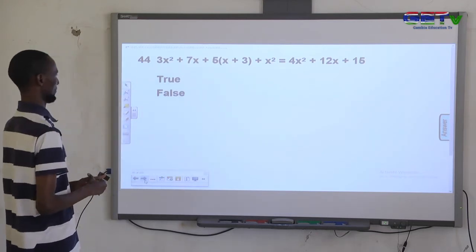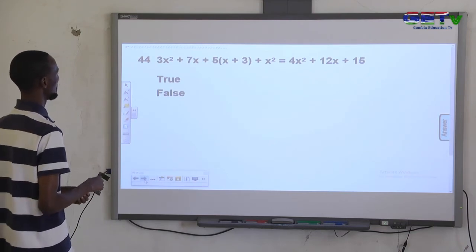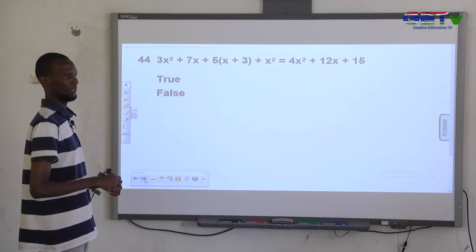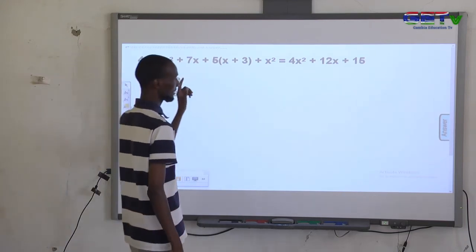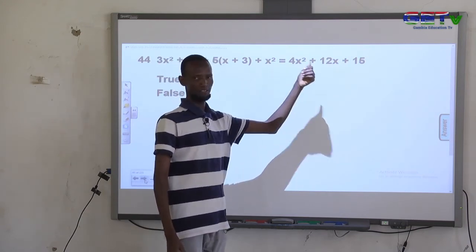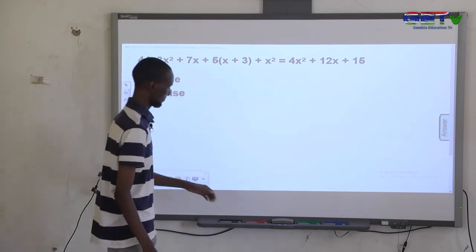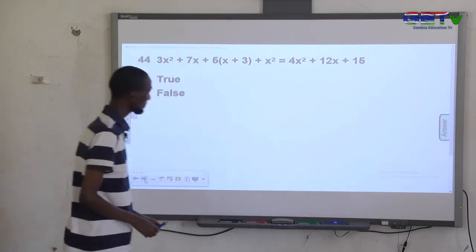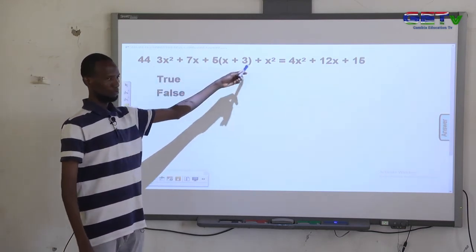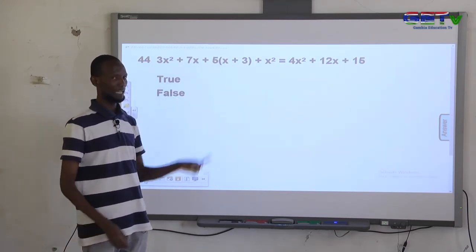Here comes another one. 3x squared plus 7x plus 5 into x plus 3 plus x squared. Now, will that be the same as 4x squared plus 12x plus 15 when you simplify? Again, let's work and see. First, if we look through, there are brackets there. So again, we must go back to our distributive property and remove or expand those brackets.